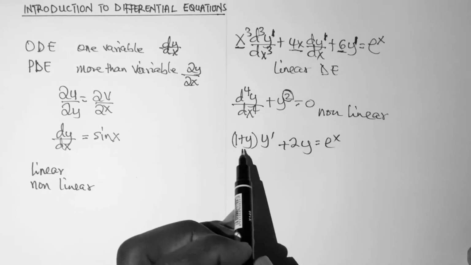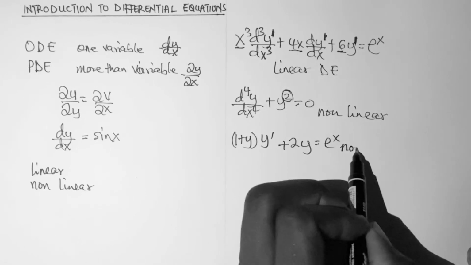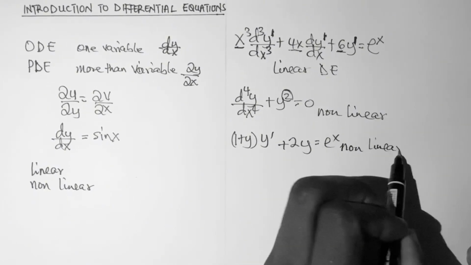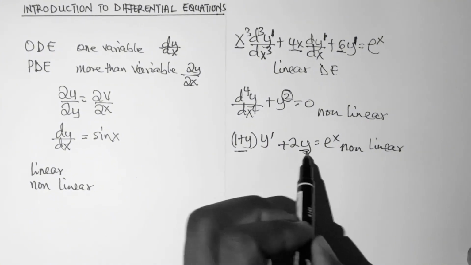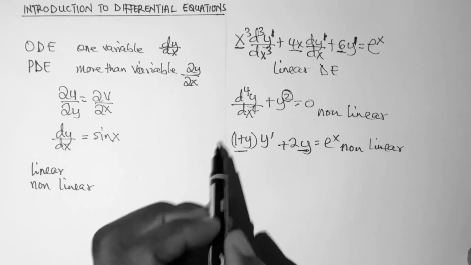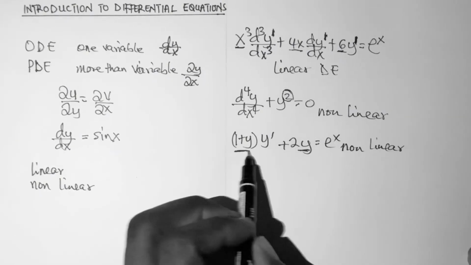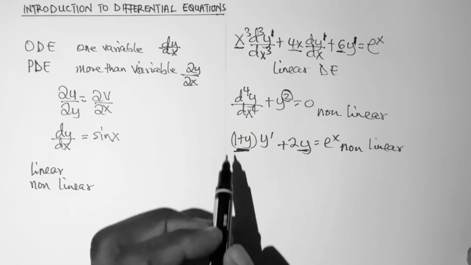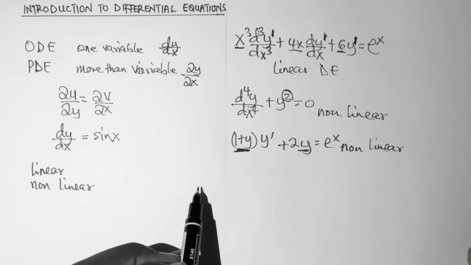So let's also consider this differential equation. This is also a nonlinear differential equation. The reason is that the coefficients are dependent on the dependent variable, because the rule says that the coefficient should be dependent on the independent variable. But here, the coefficient is dependent on the dependent variable, and therefore this is a nonlinear differential equation.